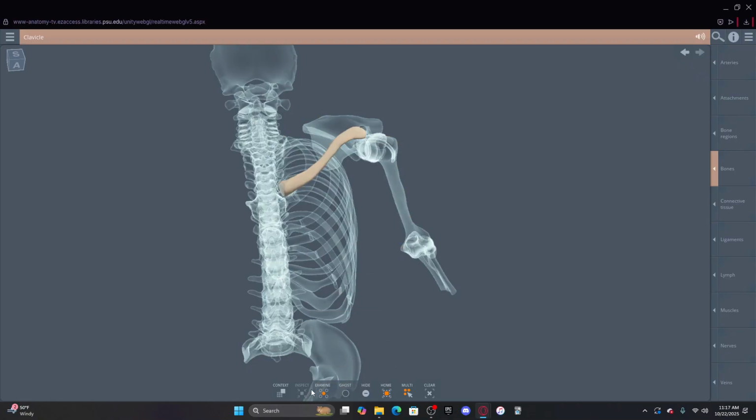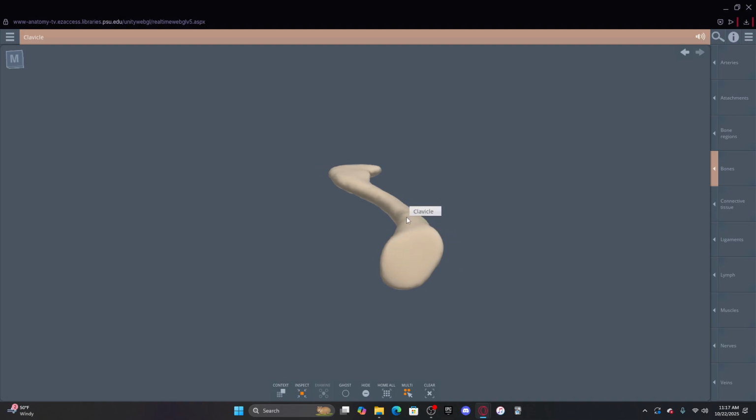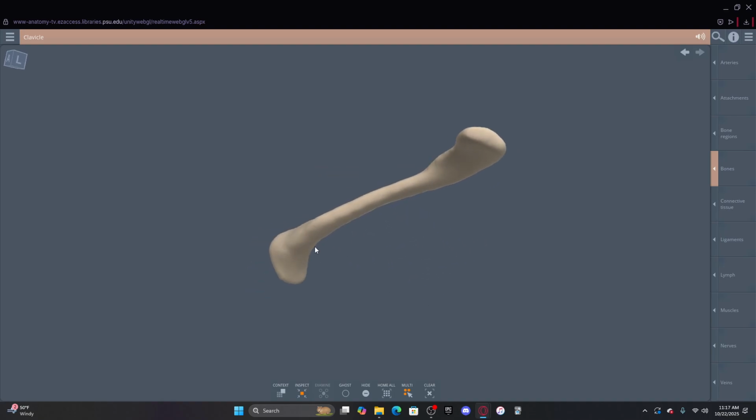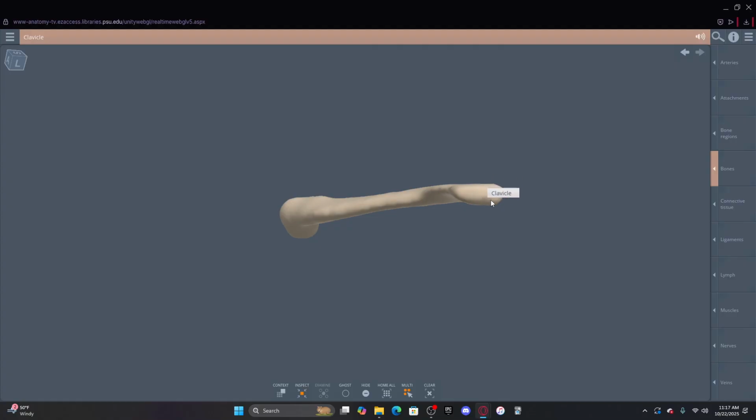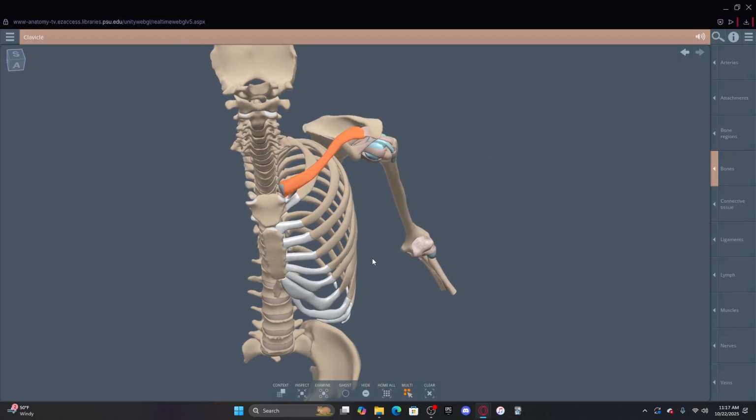So examine, inspect. Our sternal end is going to have a flat edge, whereas our acromial end is going to be kind of rounded, a little sharp. Don't get the acromial end confused with the acromion process.